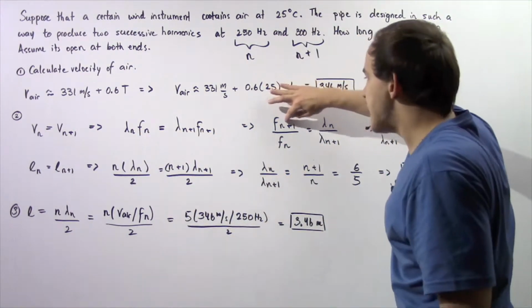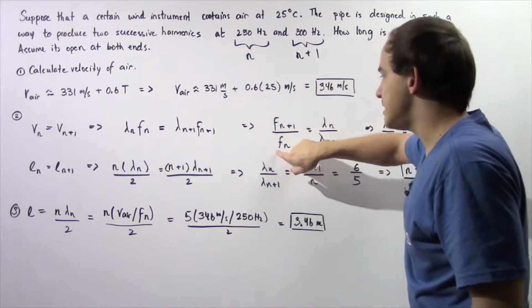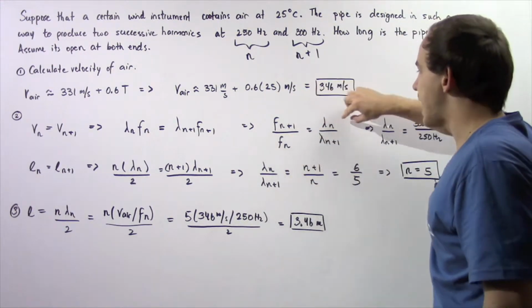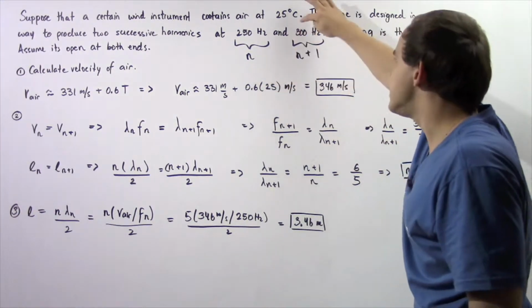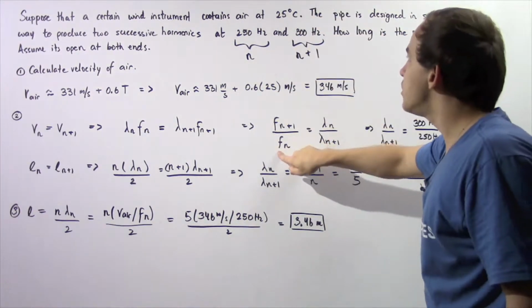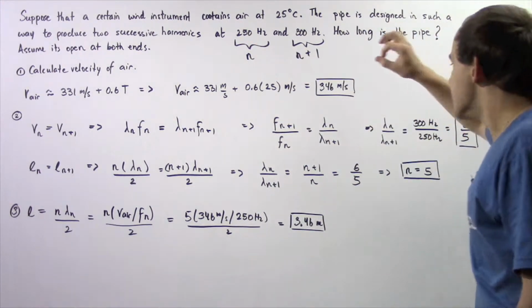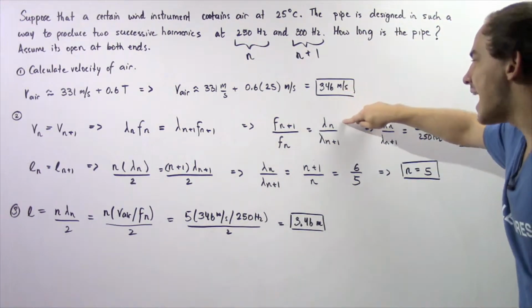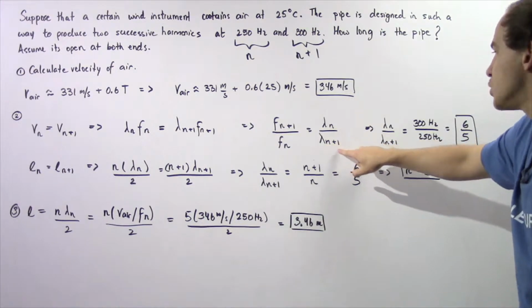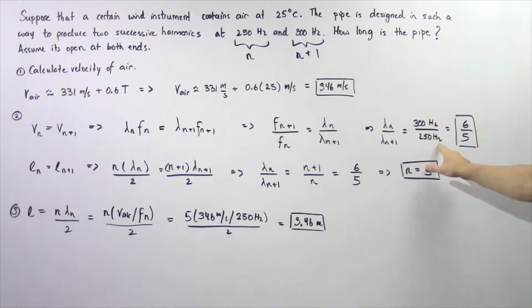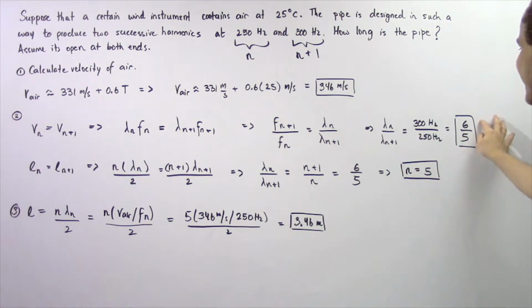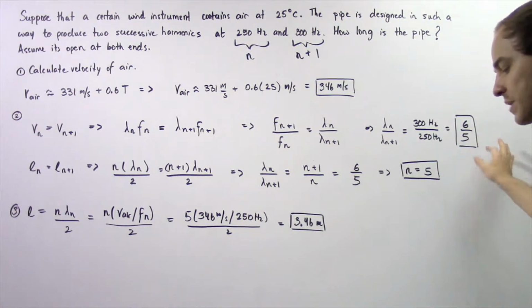The frequency fn plus 1 divided by the frequency fn is equal to lambda n divided by lambda n plus 1. Now we know what this is, it's 300 Hertz. And we know what this is, it's 250 Hertz. So we see that lambda n divided by lambda n plus 1 is equal to 300 Hertz divided by 250 Hertz, and that is equal to 6 divided by 5.